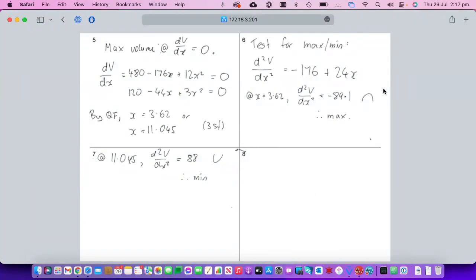Now I want to explain that a little bit further because when I said that at 3.62 we have a maximum and at 11.045 we have a minimum, that's a little bit of cheat speak, isn't it? Because we don't actually call it a maximum. What do we call it? It starts with L, a something maximum. Local. A local maximum. Yeah? And that's a local minimum.